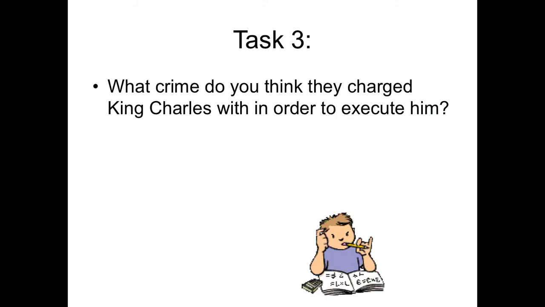Next, what crimes do you think they charge King Charles with in order to execute him? Because between this breakout of civil war and the end of it, there's been lots of different battles, lots of people have died, and look back at your card sort and think which one of those would Parliament be annoyed at and how would they say this is a crime. So think about what crimes you have today and how what he did was wrong.